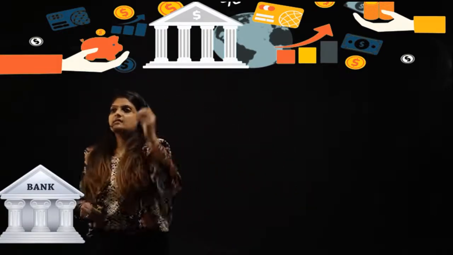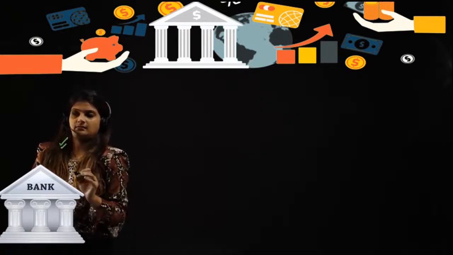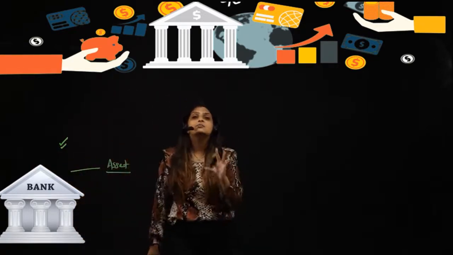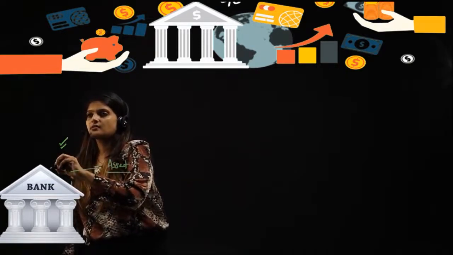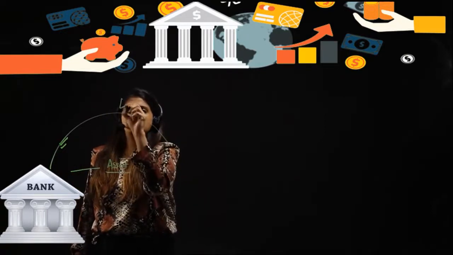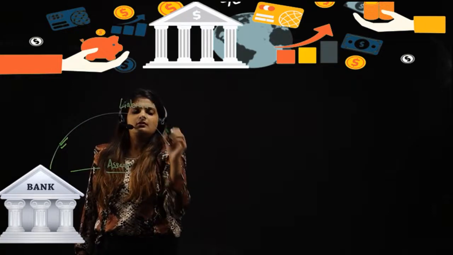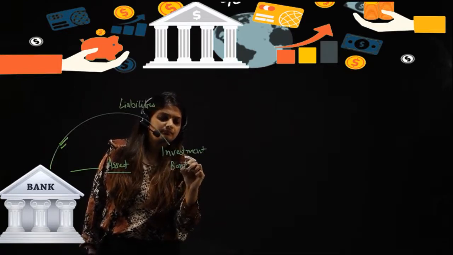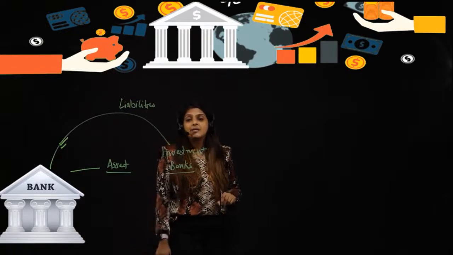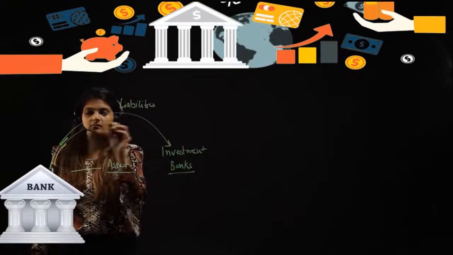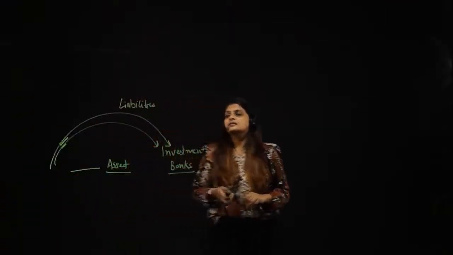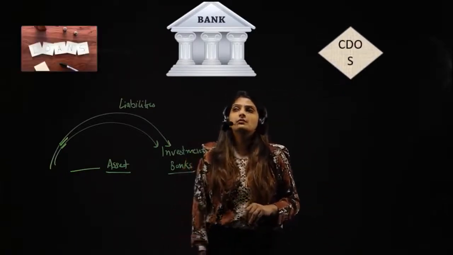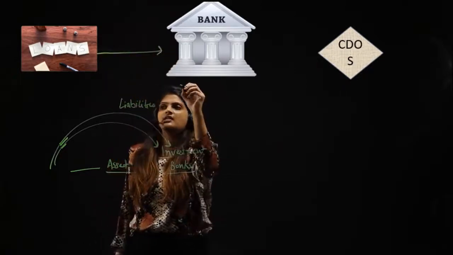Under the securitization process, the assets held by the bank are transferred to an investment bank. The bank transfers all its liabilities to an investment bank. So the liabilities held by the bank will be transferred to the investment bank. So the loans will be transferred to this investment bank.